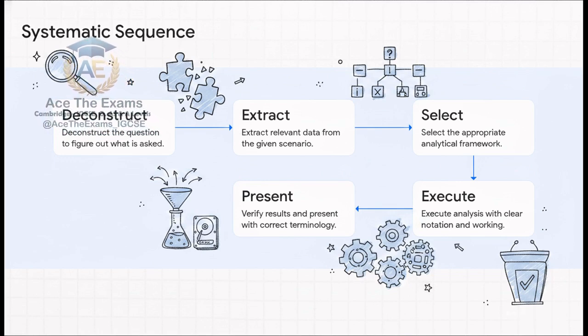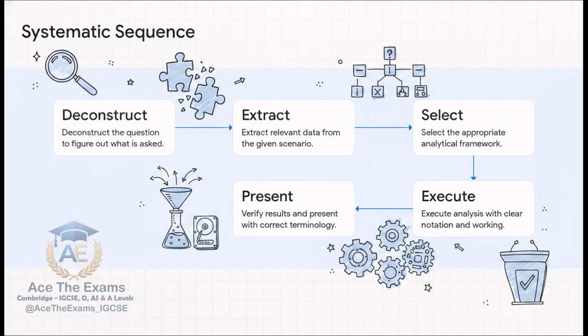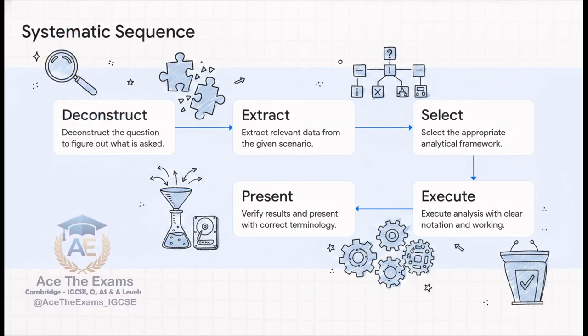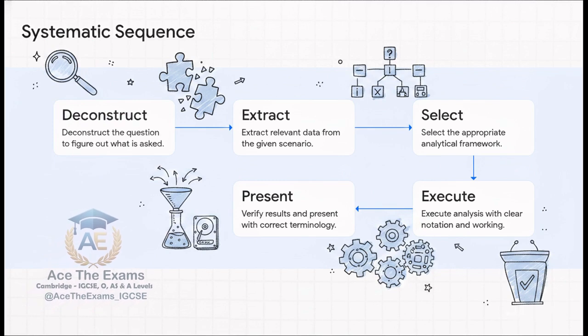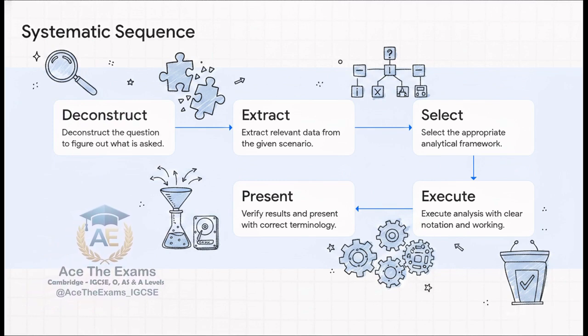Step 4. Execute your analysis with crystal clear notation and logical working. Show your thinking on the page. And finally, Step 5. Verify your results and present them using the exact correct terminology. Following this 5-step sequence ensures that absolutely no method marks are left on the table. It's an incredibly powerful framework.